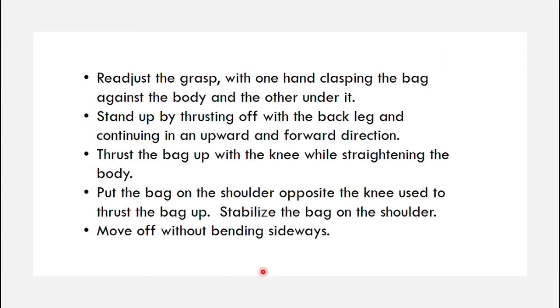Readjust the grasp with one hand, clasping the bag against the body and the other hand under it. Stand up by thrusting up with the back leg and continuing in an upward and forward direction. Thrust the bag up with the knee while straightening the body. Put the bag on the shoulder opposing the knee.